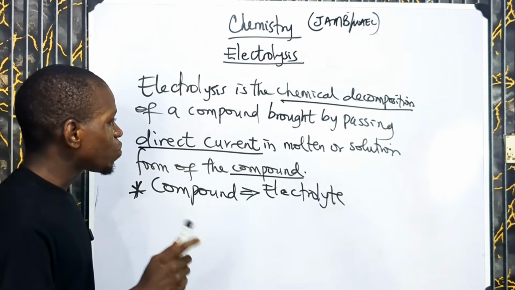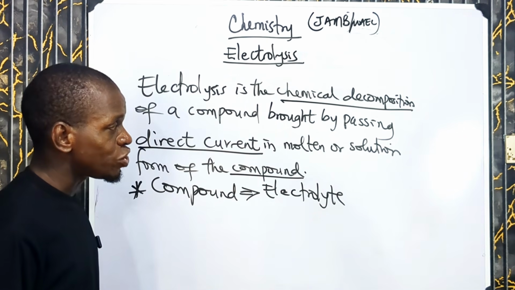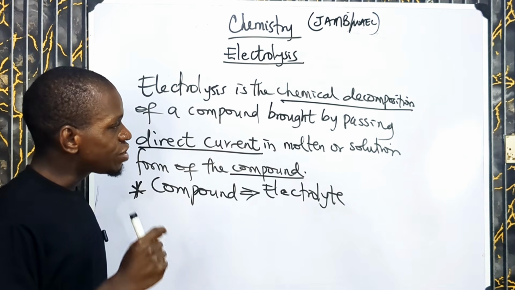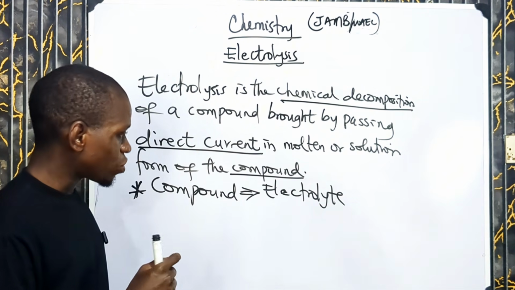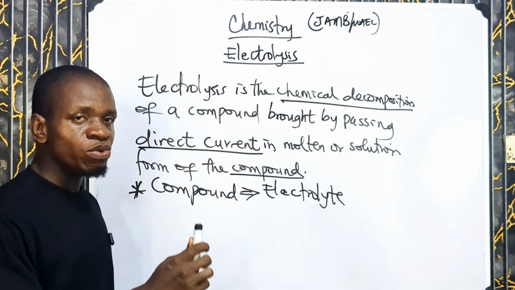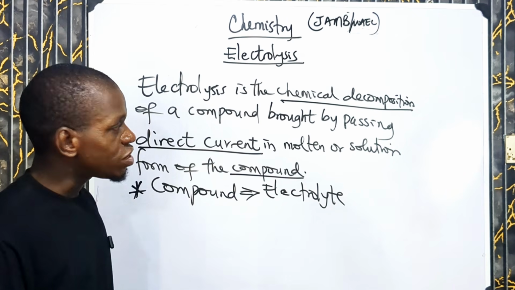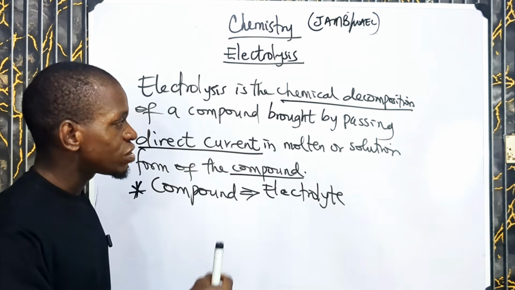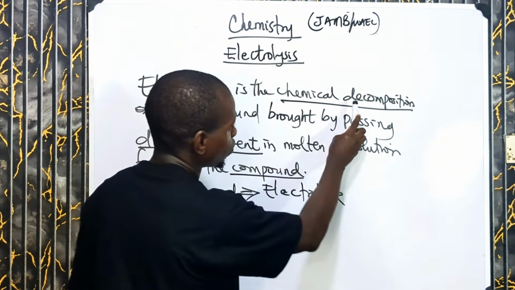Then here is where I want us to point out chemical decomposition. This is one of the challenges students normally have. They don't understand chemical decomposition. And if you do not understand chemical decomposition, you automatically may not be able to create those equations, half-cell reactions, whether the anodic half-cell reaction or the cathodic half-cell reaction. You may not be able to know the byproducts that come out after the electrolysis. So first of all, you need to understand what chemical decomposition is.